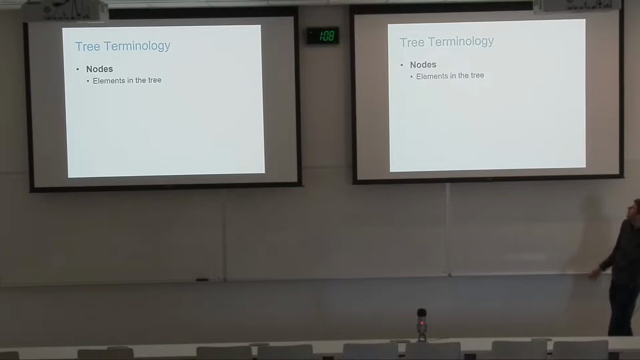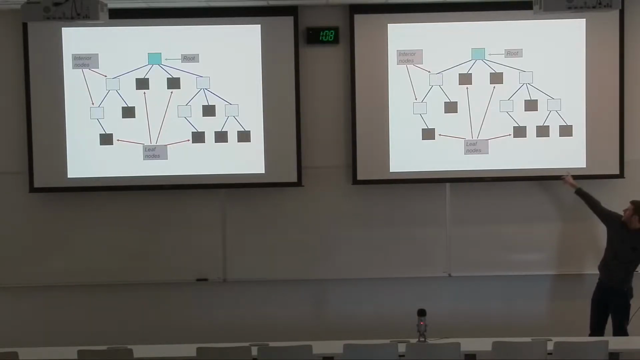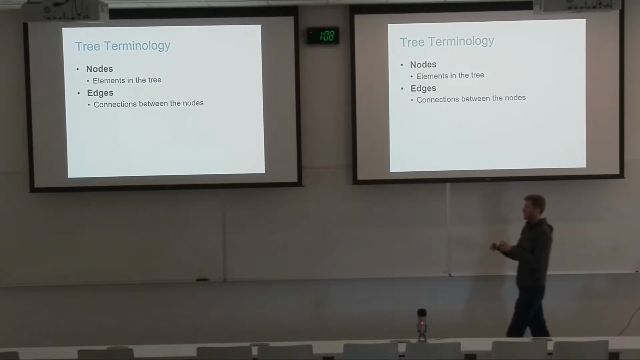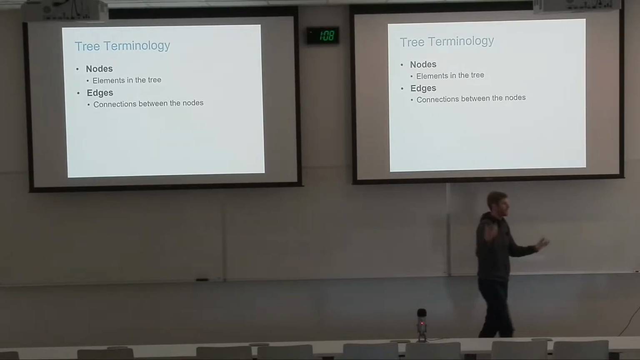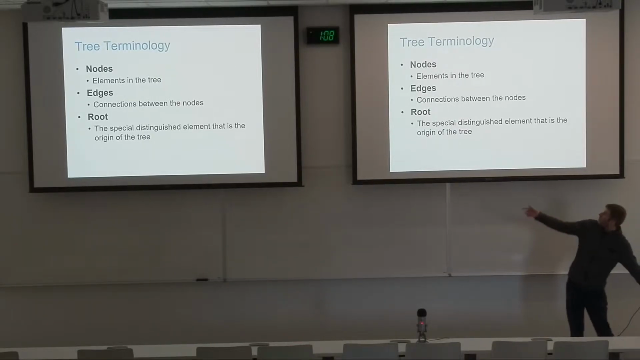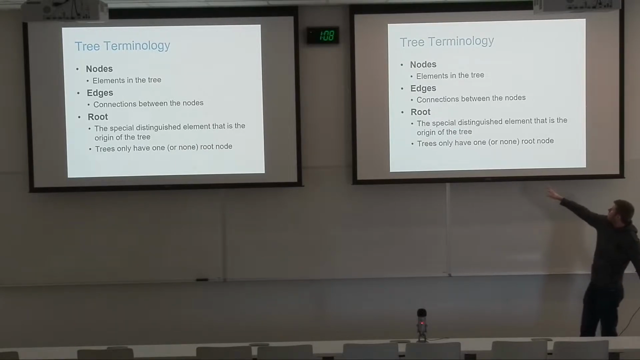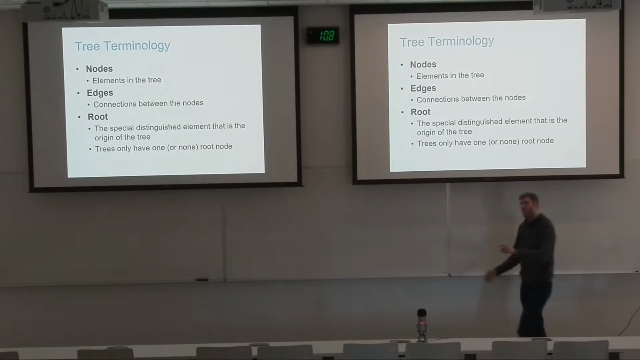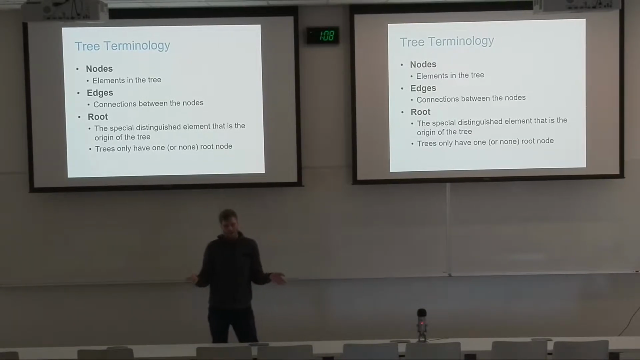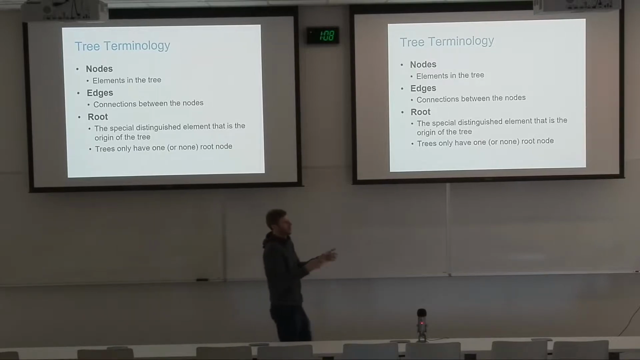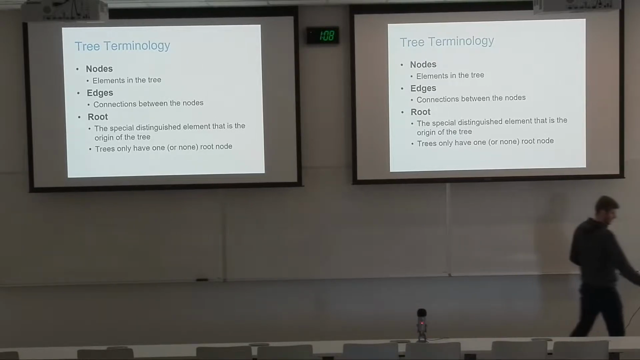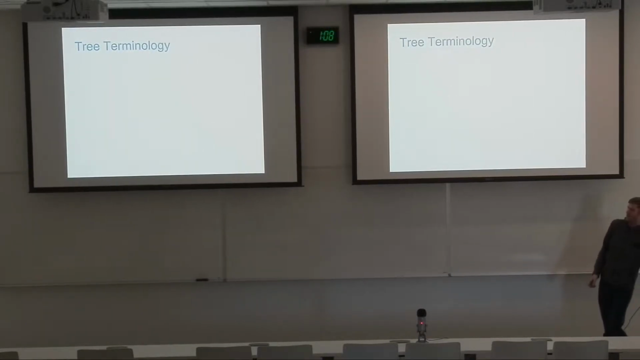Okay, a node is an element in the tree. That would be like the squares here. An edge is the connection between nodes. Those would be the lines connecting the squares. The root is the special distinct element at the origin of the tree. Trees only have one or no root nodes, because remember, an empty tree is a tree, and I guess in that case it doesn't have any root node. But there can be at most one root node in any given tree. If it has more, then we don't have a tree.